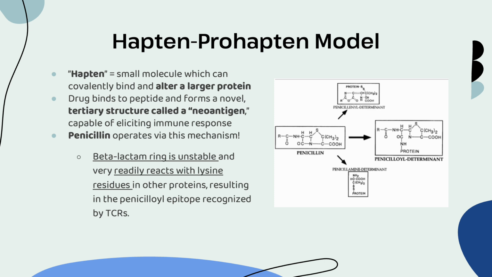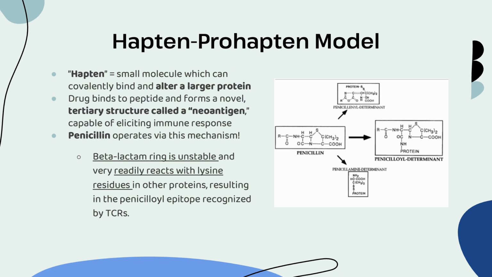Basically, as the definition suggests, the drug is going to act as a hapten molecule. It's going to bind to a peptide, and it's going to form a novel tertiary structure. We can call that tertiary structure a neoantigen because it's comprised of a drug and a peptide, forming this unique structure. And that unique structure is the actual structure that elicits the immune response.